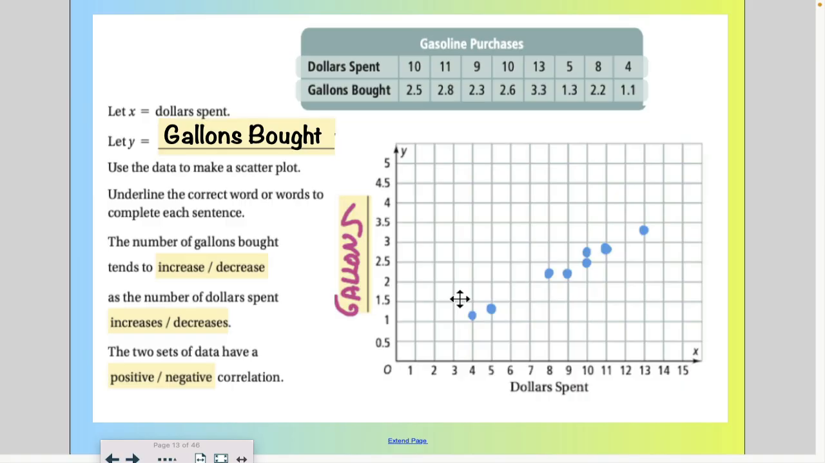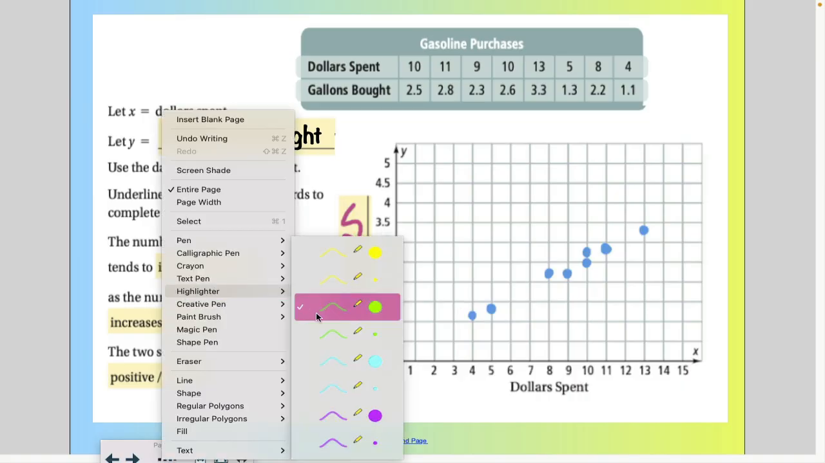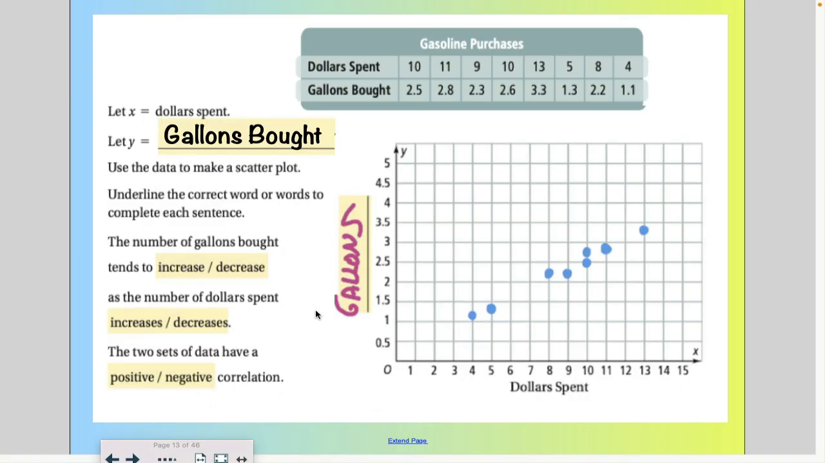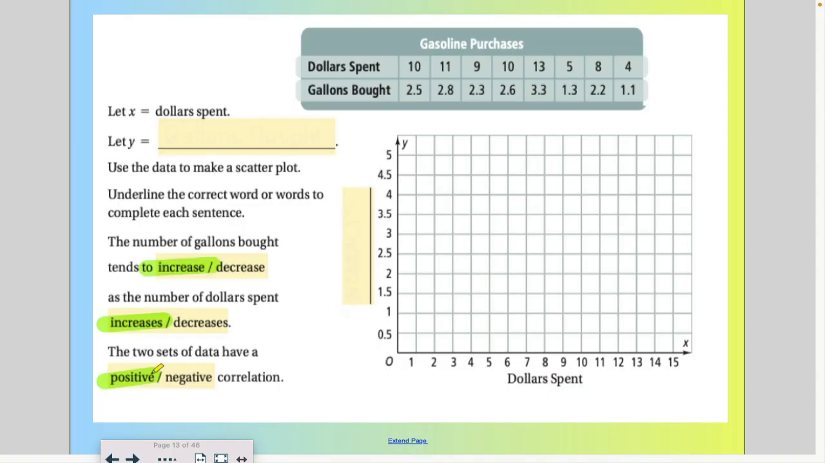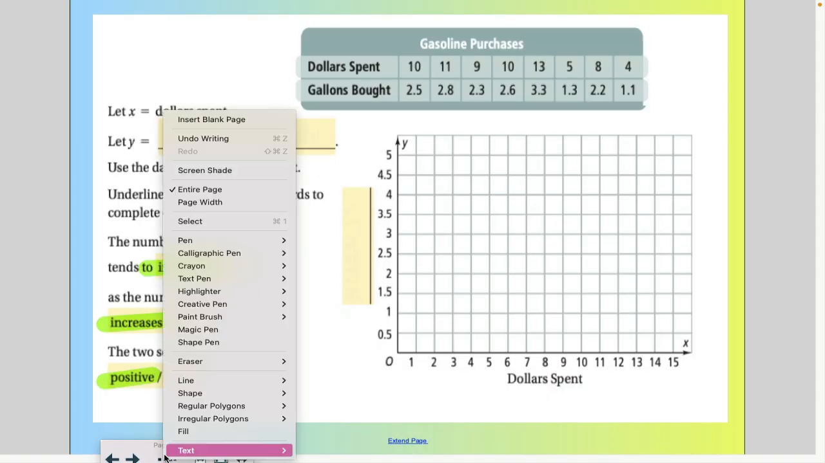But let's answer these questions. Not supposed to be hard. So the number of gallons bought tends to increase as the number of dollars spent also increases. What kind of correlation are we talking here? Okay, piece of cake so far. Well, now it's going to get messy, but it's going to be very, very doable. So easy question. Probably the easiest of the day.